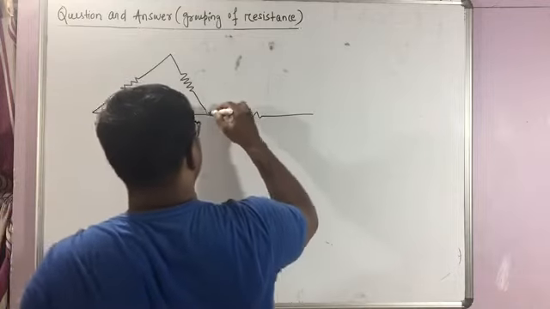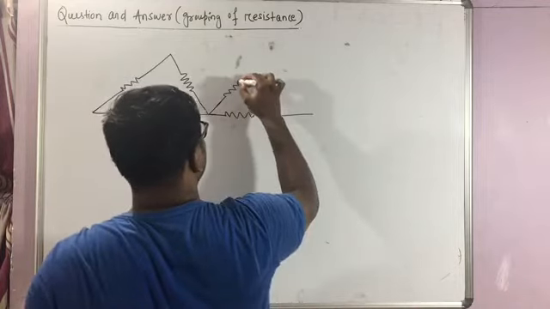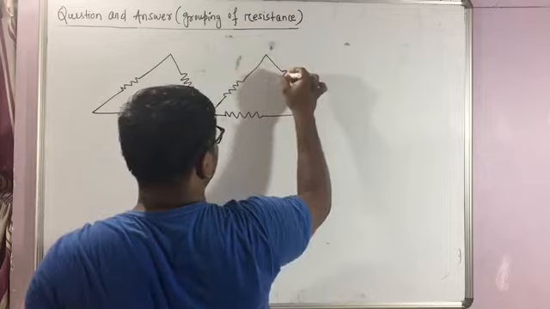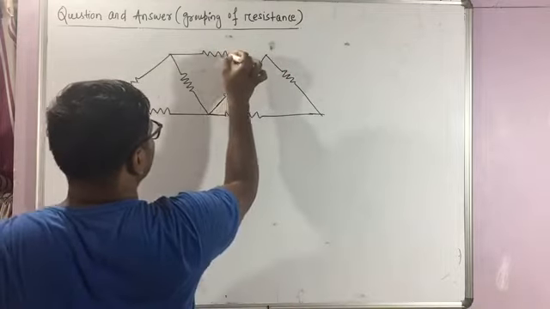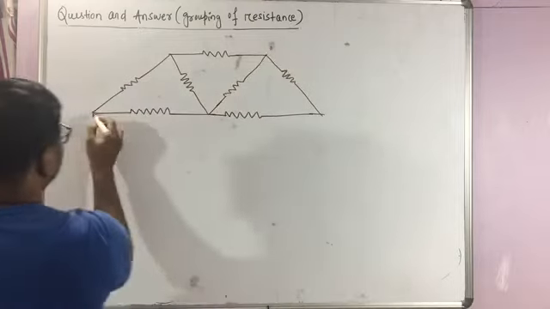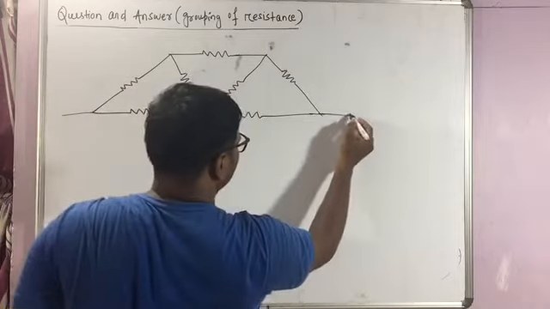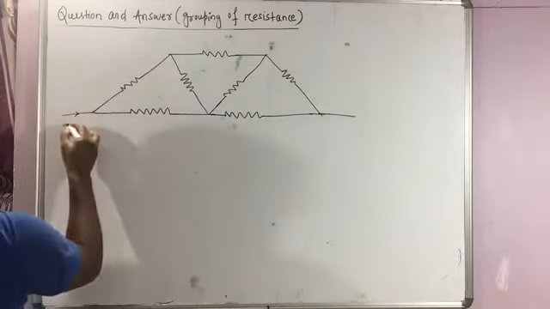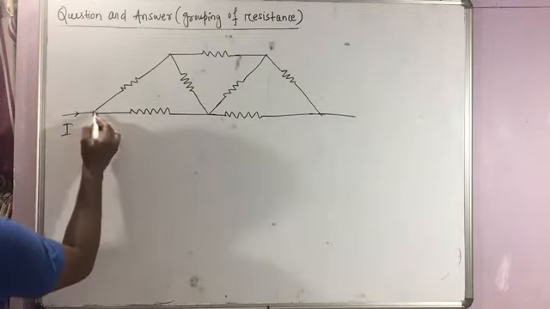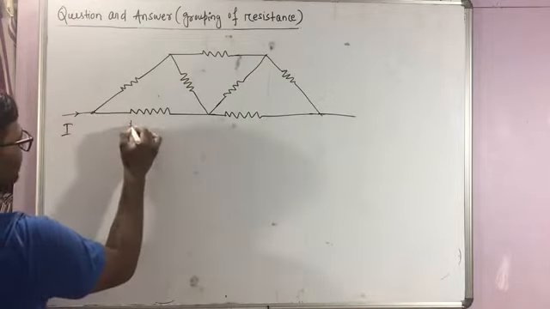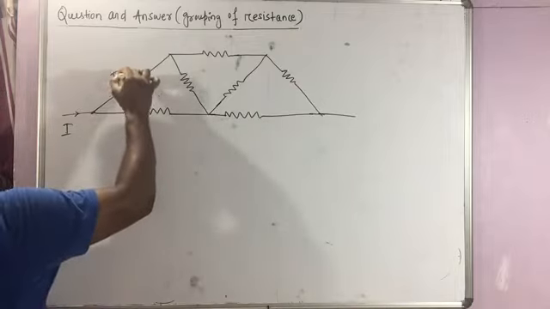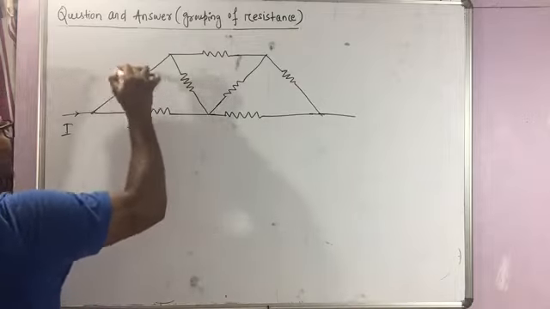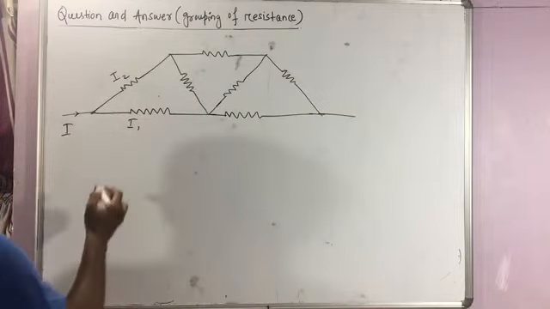Junction removal is applicable if there is a symmetry in the diagram. If there is a symmetry in your circuit, then that junction removal method can be applicable. Suppose I amount of current is coming to the junction. Let's say I1 amount of current will flow through this branch, and let's say I2 amount of current is flowing through this one.